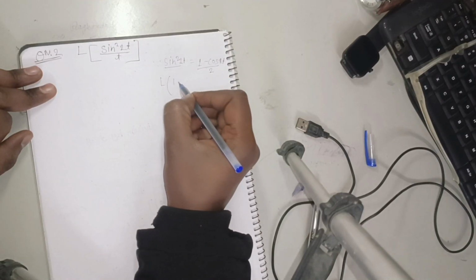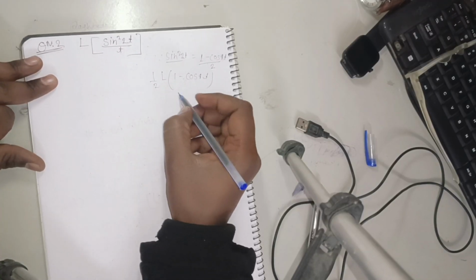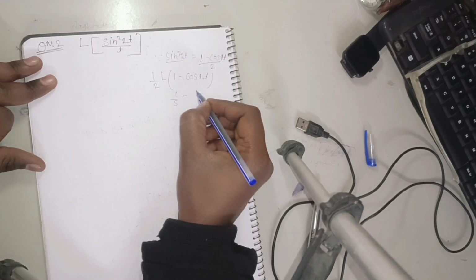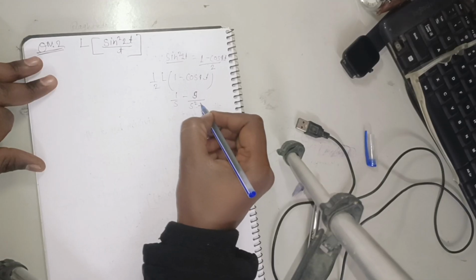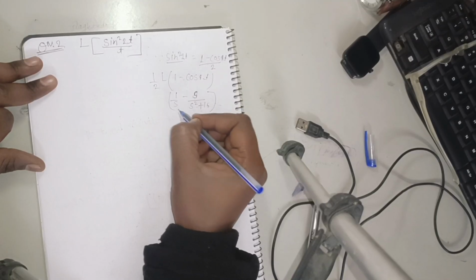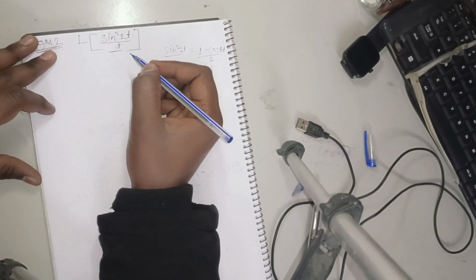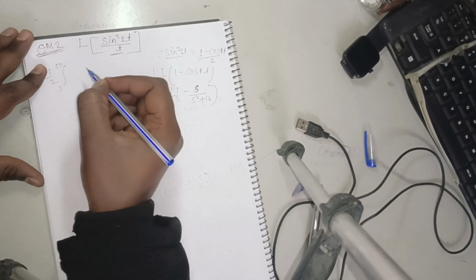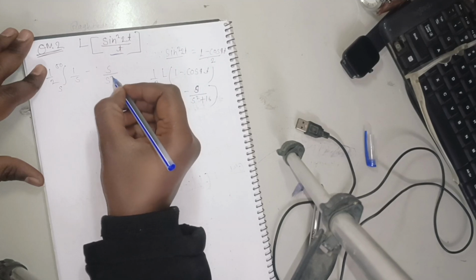So Laplace of 1 minus cos 4t, with 1 by 2 taken common. Laplace of 1 is 1 by s minus the Laplace of cos 4t, which is s upon s square plus a square, where a is 4, so 16. Yeah, so this is it. Now here, as we can see, it is the division property, so I'll use the division property. So 1 upon 2 taken common, the integral from s to infinity of 1 upon s minus s upon s square plus 16.